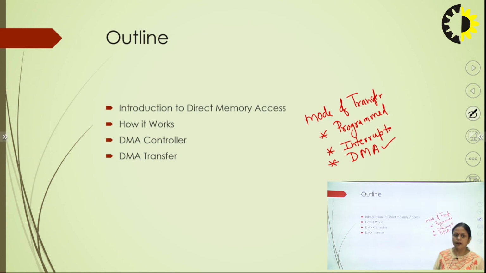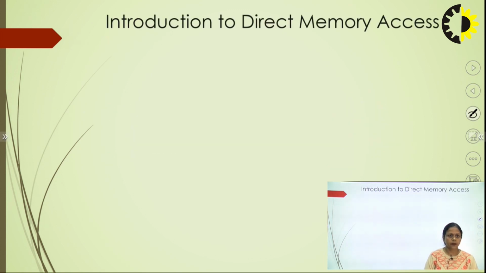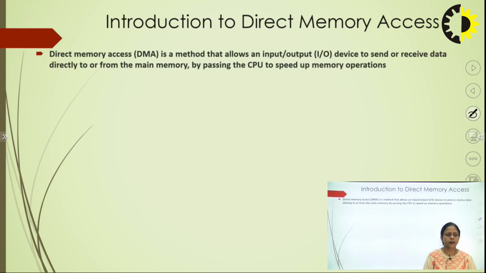Now, we will understand what DMA is and how it works. First one, direct memory access, DMA, is a method that allows an input output device to send or receive data directly to or from the main memory by bypassing the CPU to speed up memory operation. So, this is the main feature of DMA. In this case, the CPU will not interfere in the communication between the main memory and input output devices, so this communication is fast.